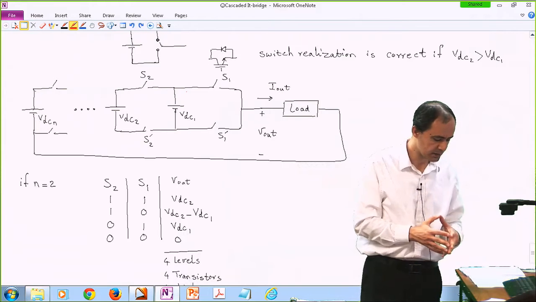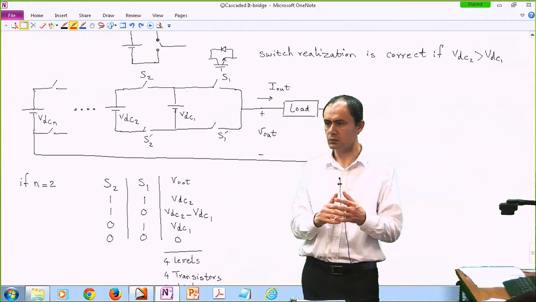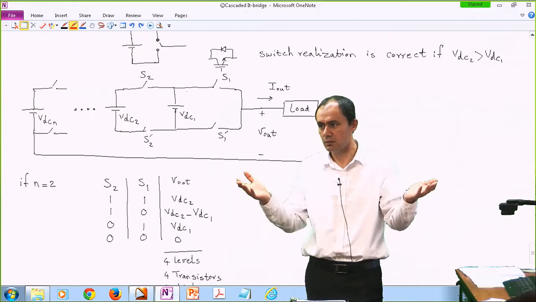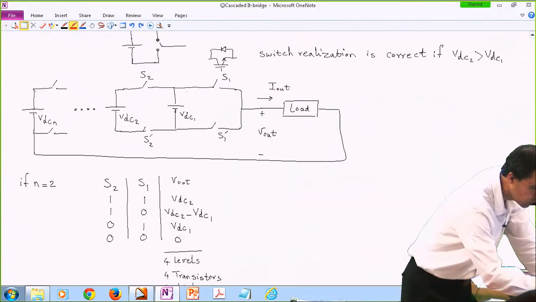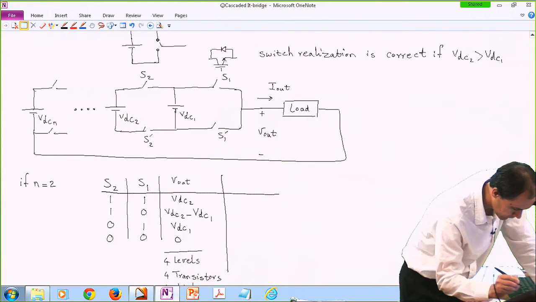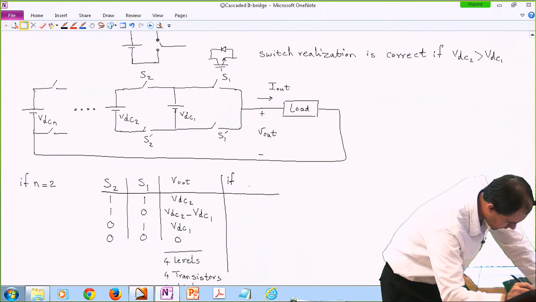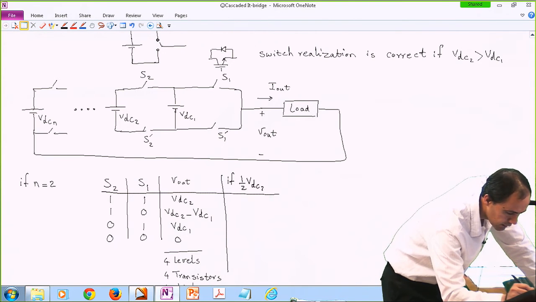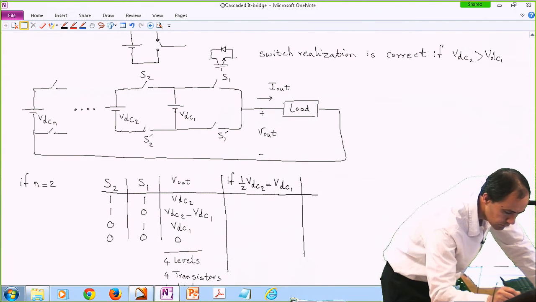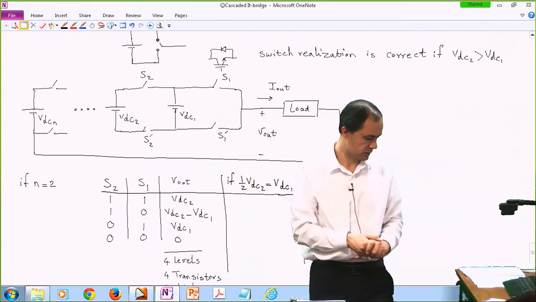So a lot of times, instead of independent sources, we would like to have capacitors replacing most of them, except for the largest one, which is actually our main source of power. To entertain that idea, let's consider a case that VDC2 is twice as much as VDC1. For instance, VDC1 is 100 volts and VDC2 is 200 volts.